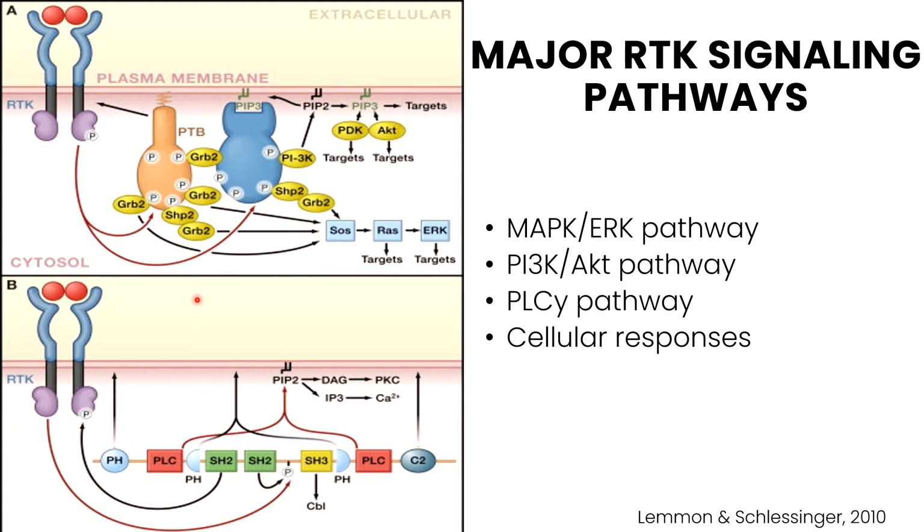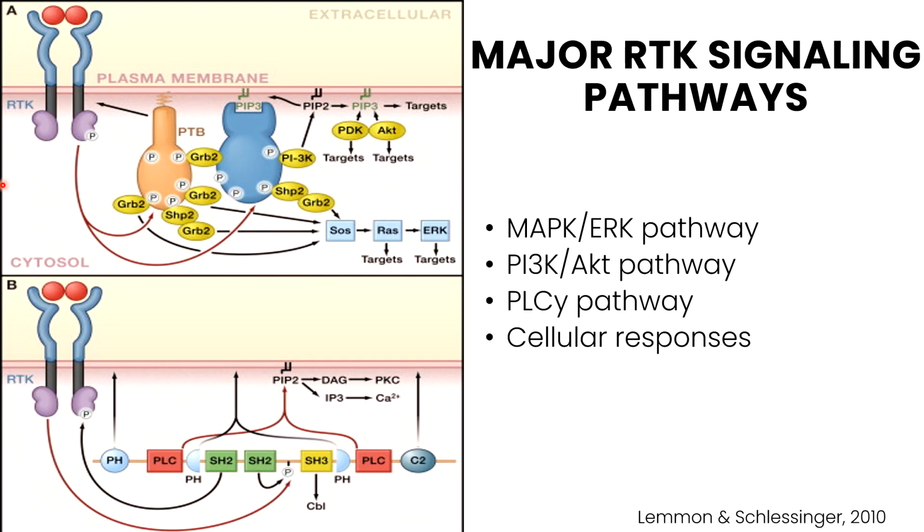The third major pathway is the PLCγ pathway, shown here in panel B. When understanding this pathway, it is important to remember that IP3 stimulates the release of calcium ions from intracellular stores, but DAG activates protein kinase C, known as PKC. These signaling molecules then regulate a variety of cellular processes, including secretion, migration, cytoskeleton remodeling, and gene expression.